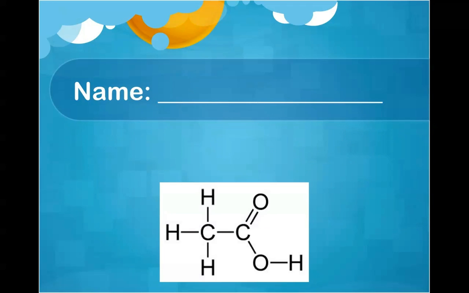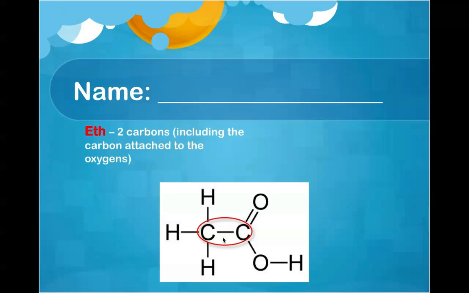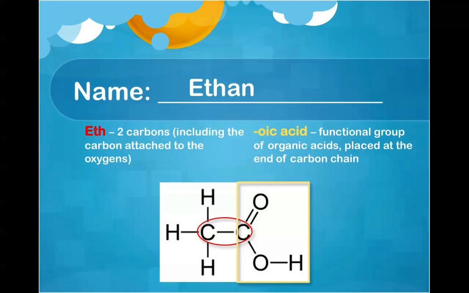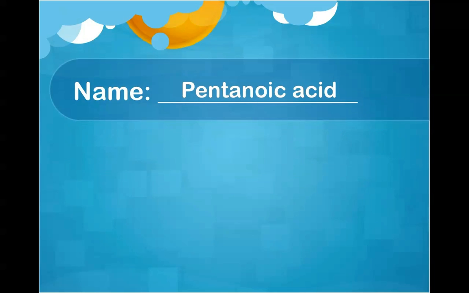So when we look at the example on the screen, if we were to go to name this, we want to focus on the carbon chain, which we have two. So that's going to be my prefix eth. Our two carbons, including the carbon that is attached to the oxygens. And then we're going to replace the E in ethane with the fact that we have this carboxyl group. So this is where we put oic acid, and because it's again placed on the ends of chains or on the primary carbons, there's no need for any numbers. So ethanoic acid.